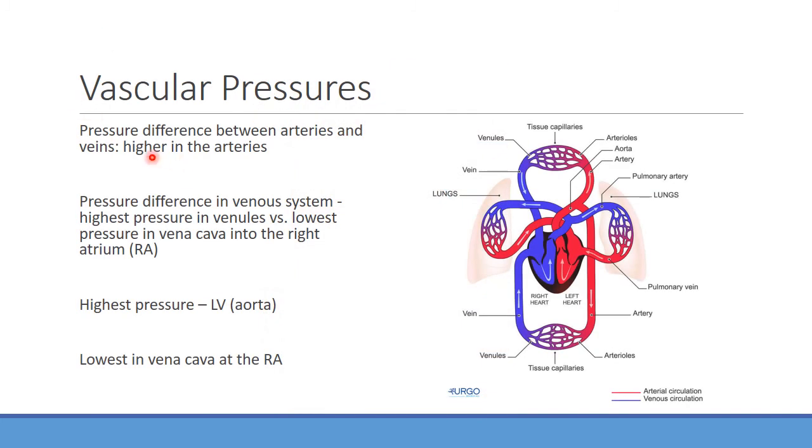Okay, so again, you're going to see pressure difference between the arteries and the veins. Typically higher in the arteries. Again, where's the highest pressure going to be typically? The left ventricle, the aorta, typically going to have the highest pressures in those cases.